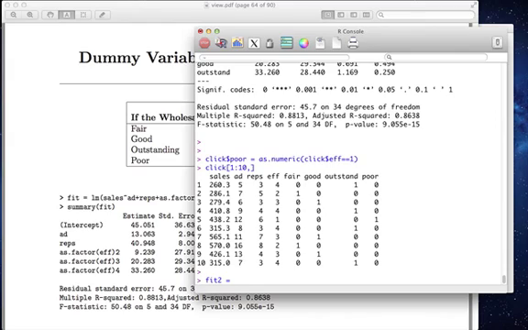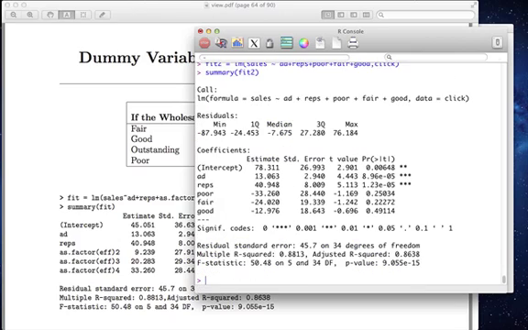I'm going to fit a different model. So fit2 is equal to an lm of sales on ads plus reps. And now let's omit outstanding. So it'll be poor plus fair plus good, and we'll omit outstanding. Remember I said you need 3 dummies if you have 4 levels? And now we get a different set of dummies, although they look similar. So let's interpret the coefficient for poor. So poor says a wholesaler that's poor is 33 worse than one that is the base category, outstanding.